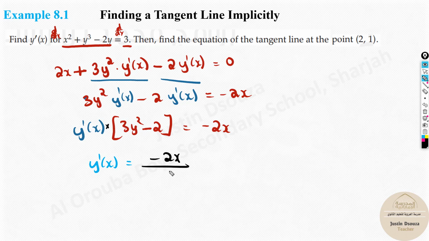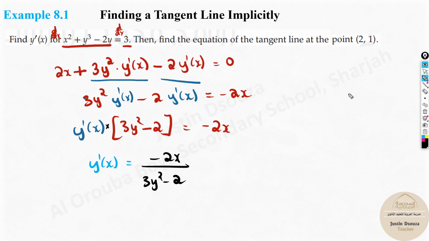And now when you take this to the other side, it becomes division. It will be 3y squared minus 2. So this is your answer. That is what y dash is. That is how you solve for y dash. But now this is the slope. y dash of x is the slope, basically.